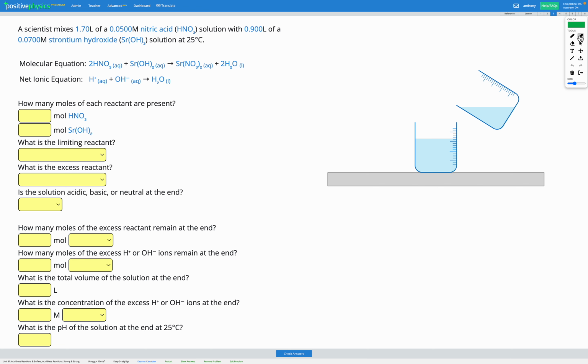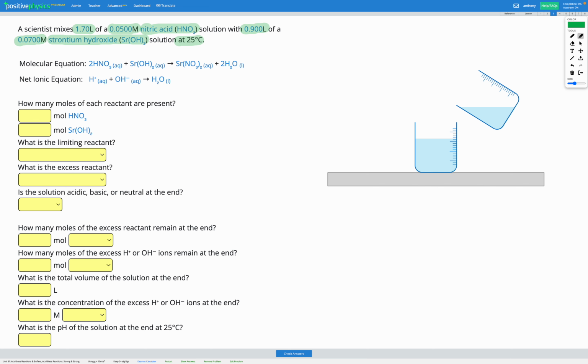In this skill, we're going to be figuring out the final pH of a mixture when we add a strong acid and a strong base together. In this question, a scientist mixes 1.7 litres of a 0.05 molar nitric acid solution with 0.9 litres of a 0.07 molar strontium hydroxide solution at 25 degrees C.